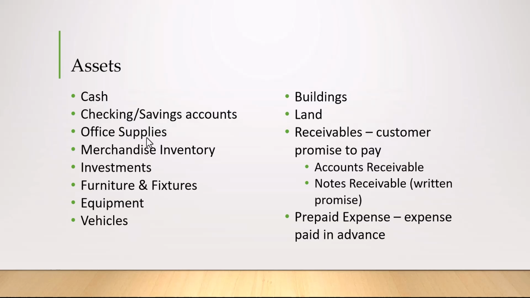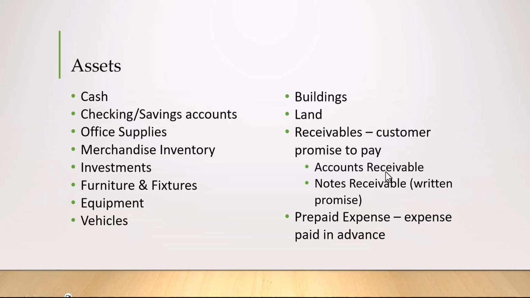Equipment would be your fax machines, computers, printers, things like that. Vehicles would be the company vehicle. Buildings, land, those are pretty obvious. And then of course we have receivables that go in this category. This would be a customer promise to pay. A general receivable is usually called an accounts receivable.